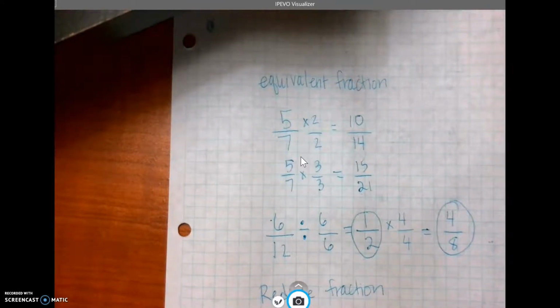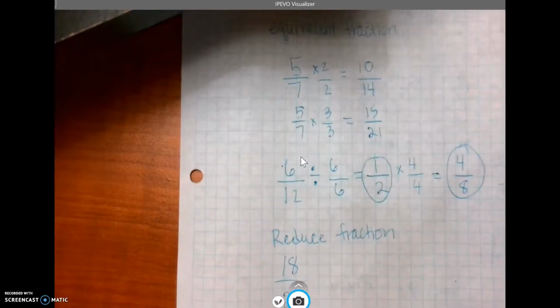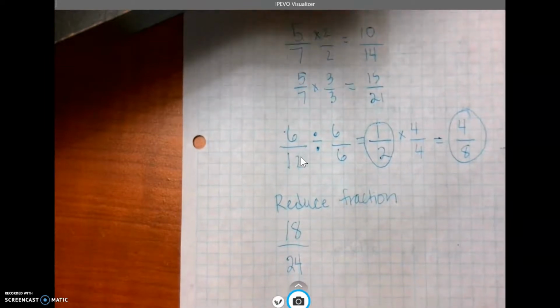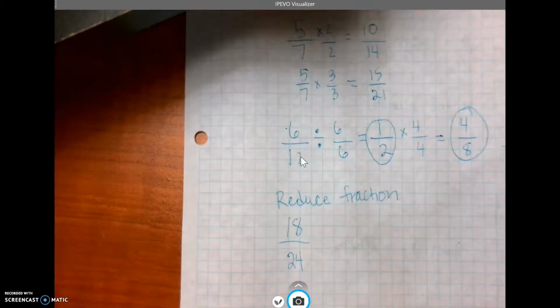Okay? The next thing we're going to do is reduce fractions. So draw a line underneath that, and now we're going to reduce fractions. So we're going to start off by reducing 18/24. Okay, so write that down. And then what you do is you think to yourself, what is the biggest number I can think of that I can divide 18 and 24 by? And it's the greatest common factor. What's the biggest number I can divide 18 and 24 by?